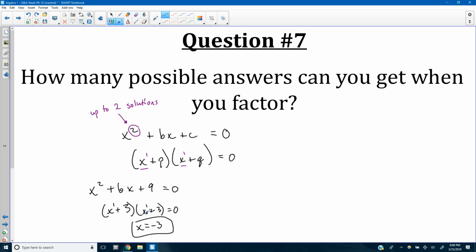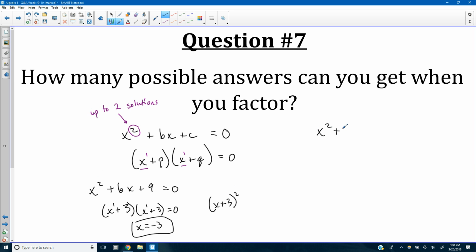This is said to have a multiplicity of 2. That's because you can also write this as (x plus 3) quantity squared. It multiplies by itself twice. But there's only 1 solution. So it can have less than 2 solutions. It can have 2, 1, or it can have 0.